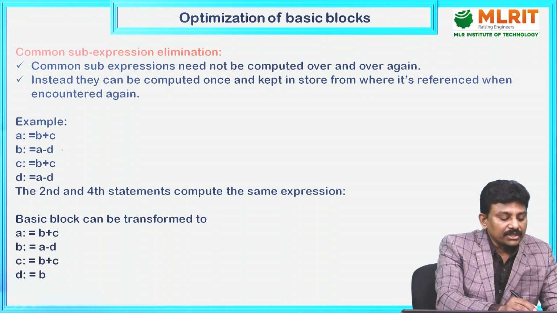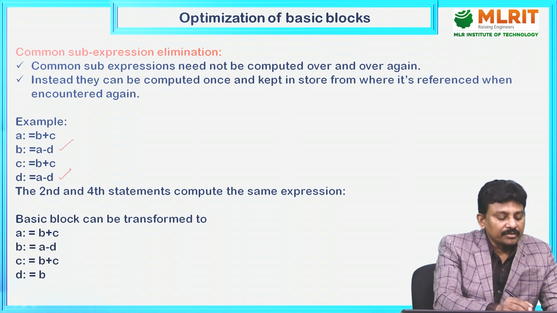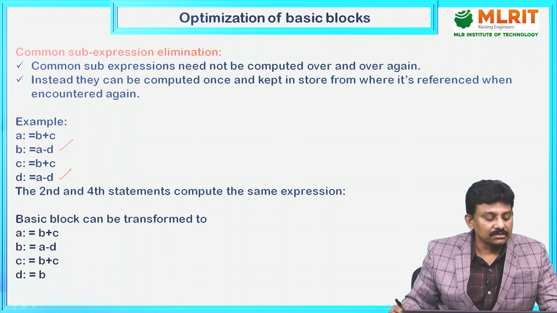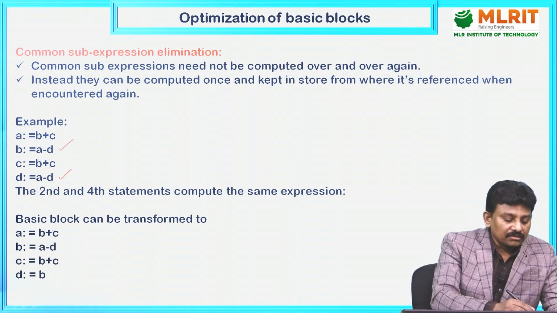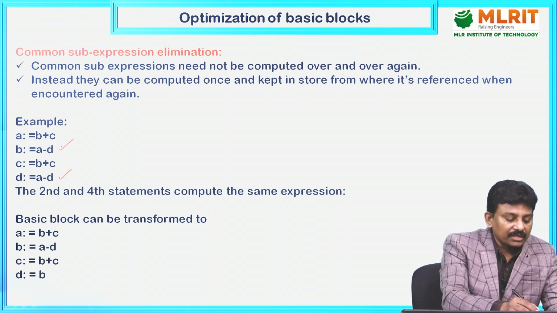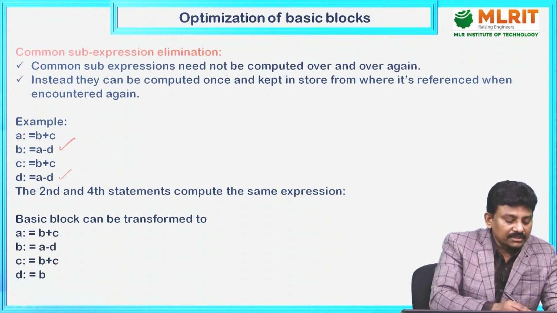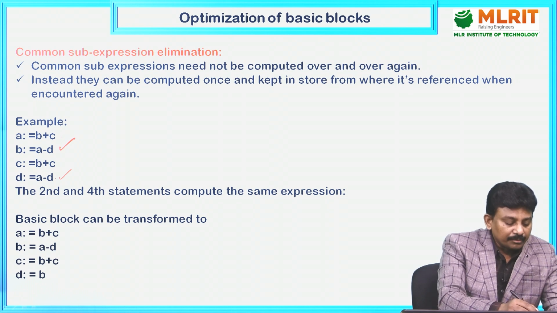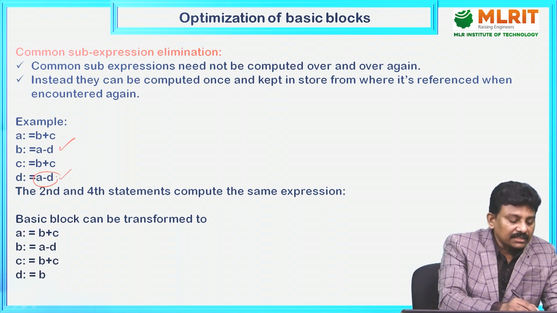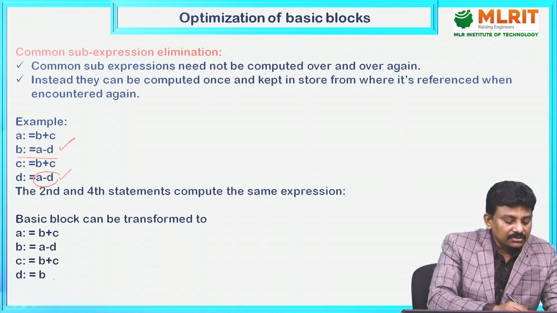See, B = A - D and D = A - D. Both the second statement and the fourth statement are computing the same expression, so these are called common sub-expressions. We can eliminate this sub-expression so that we can reduce the code. After reducing, the basic block can be transformed to A = B + C, B = A - D, C = B + C and D = B. Instead of writing A - D, we can write B, because B = A - D, so D = B.